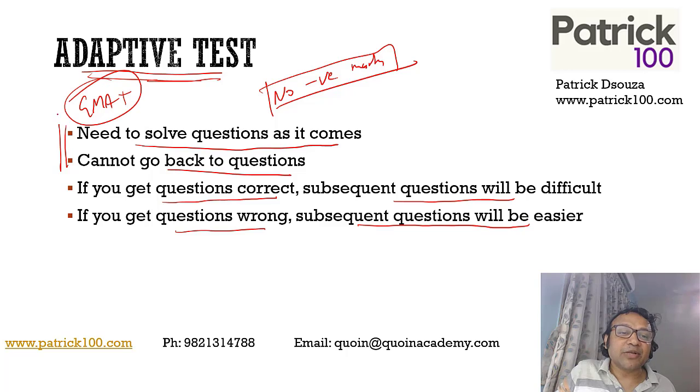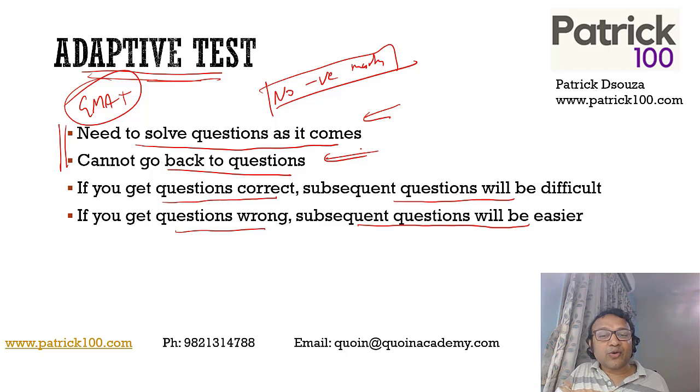The GMAT is an adaptive examination, where the difficulty of questions keeps on changing as you solve, based on how many you got correct and how many you got wrong. Remember this, you have to solve all the questions. You cannot go back to questions. So as and when you see a question, you have to mark it. You can't say come back to it later, you can't skip. So the whole strategy for the examination will be completely different compared to what you do for other exams like CAT, etc. Adaptive test is a very, very different ball game in terms of preparation.